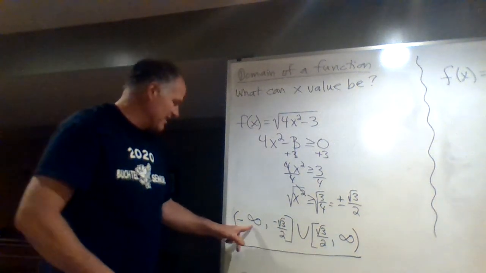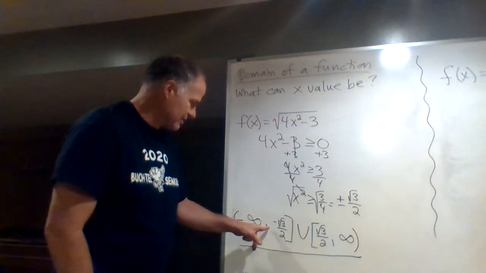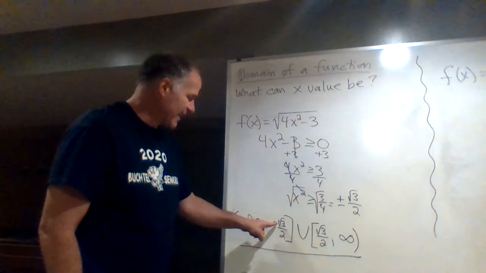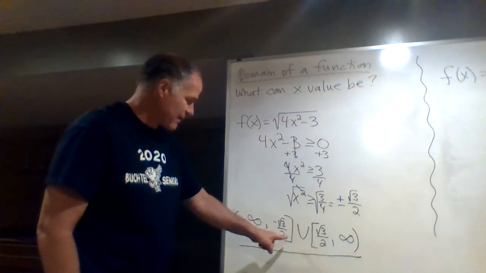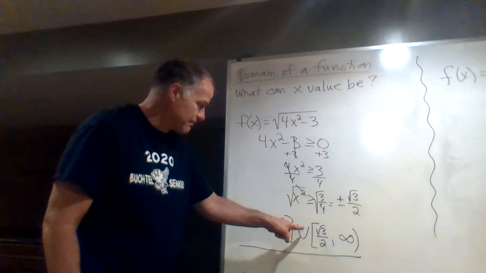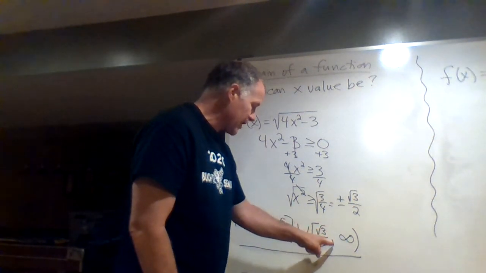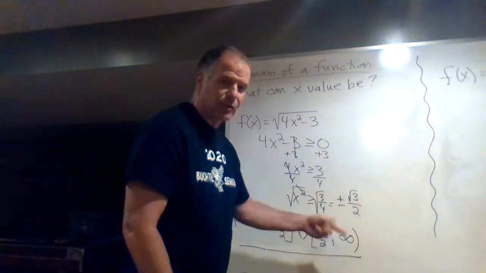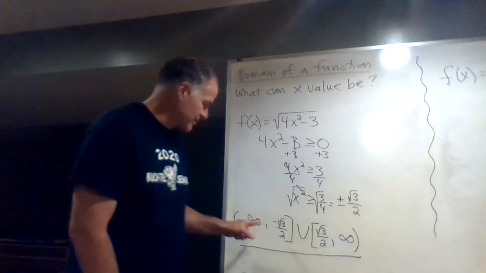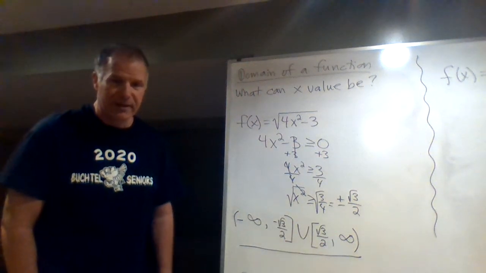So negative infinity, comma, negative radical 3 over 2, bracket, U shape, bracket, positive radical 3 over 2, comma, out to positive infinity, or just infinity. And that's our answer right there. That's the answer we have for that one.